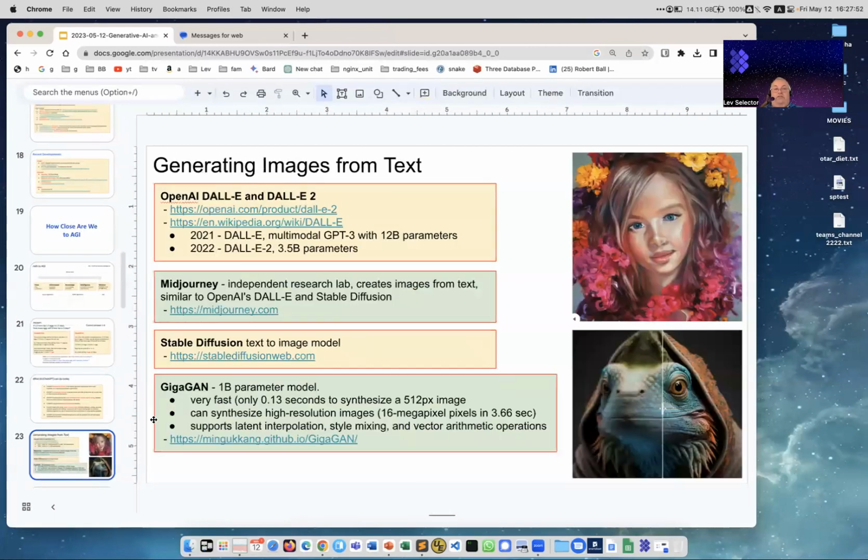Okay, here are some examples of generating images. We have OpenAI DALL-E and DALL-E 2, and these are links. Midjourney, Stable Diffusion model, GigaGAN. I mean, really interesting: a 1 billion parameter model, and its main feature is that it's extremely fast, and it can give you a good size image in a split second.